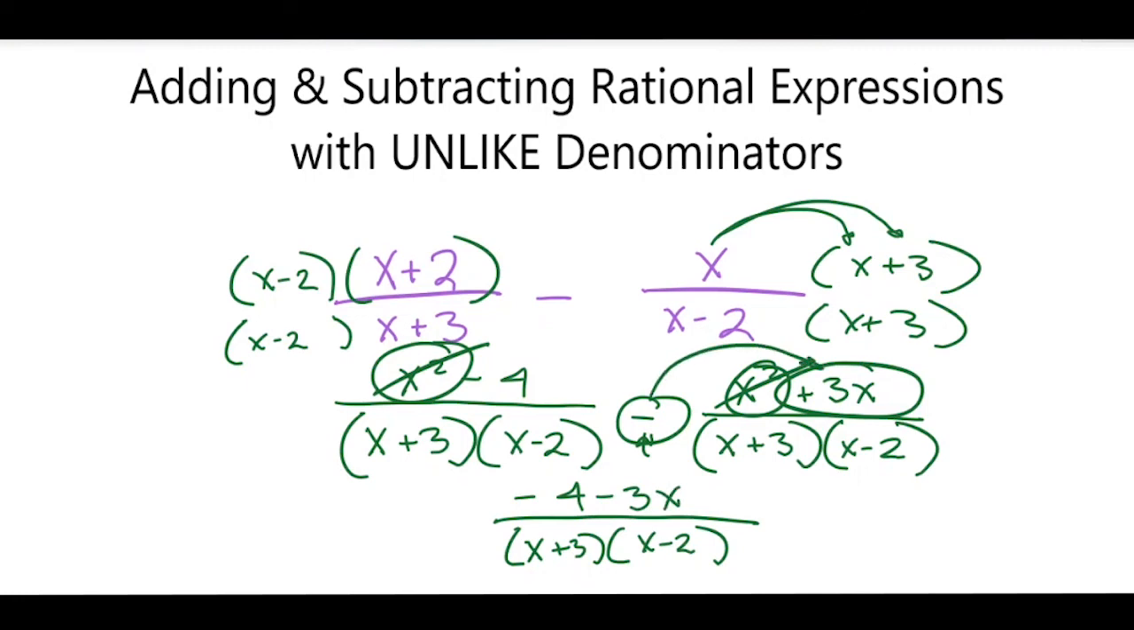So my final answer is negative 4 minus 3x over x plus 3 times x minus 2. And that's how you add and subtract rational expressions with unlike denominators.